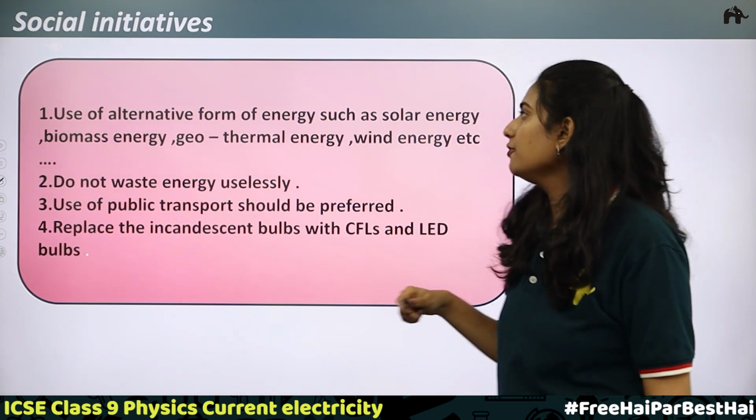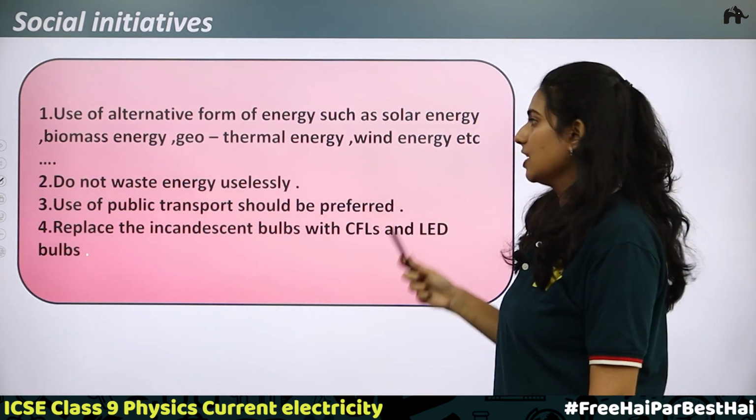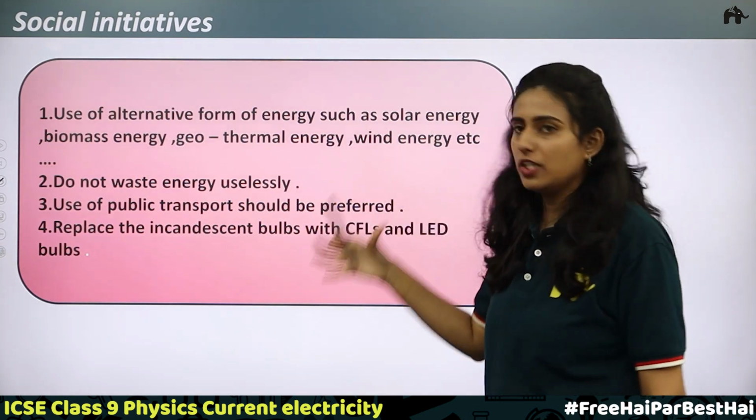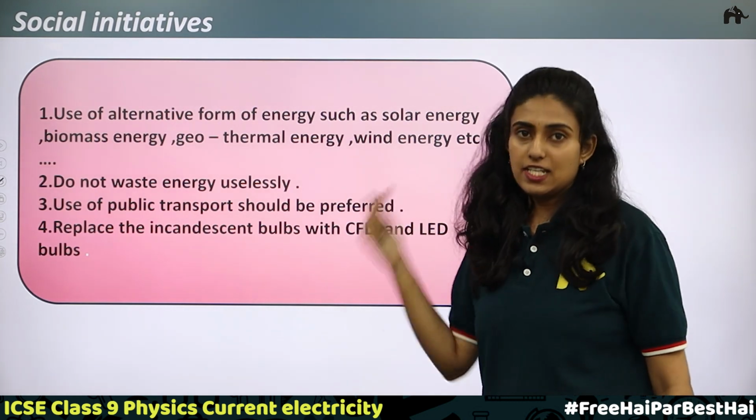First one is use of alternative forms of energy such as solar energy, biomass energy, geothermal energy, wind energy, etc. These energies are not always put into use, so they should be used more, so that we will have energy for the future.